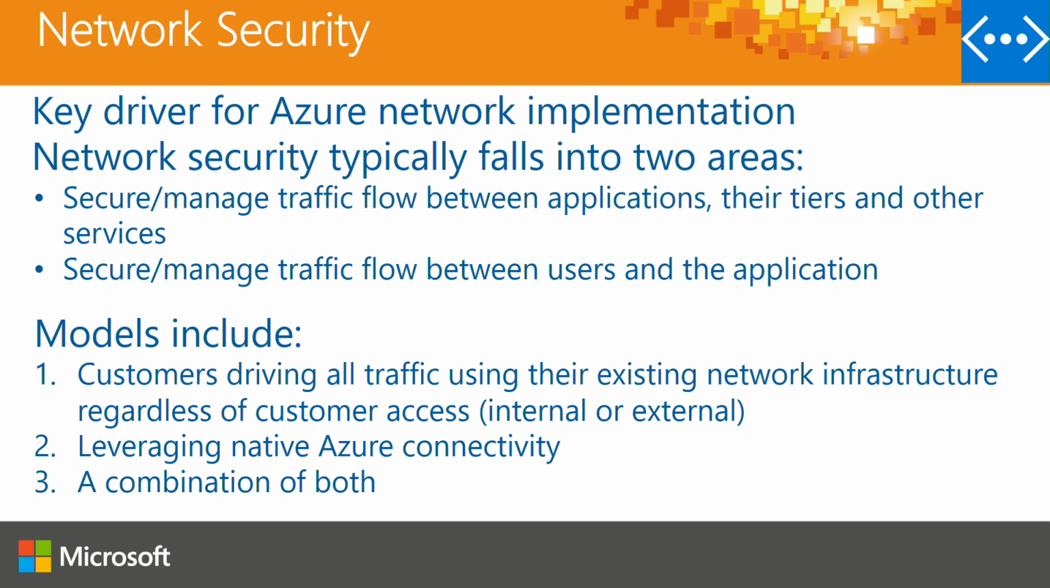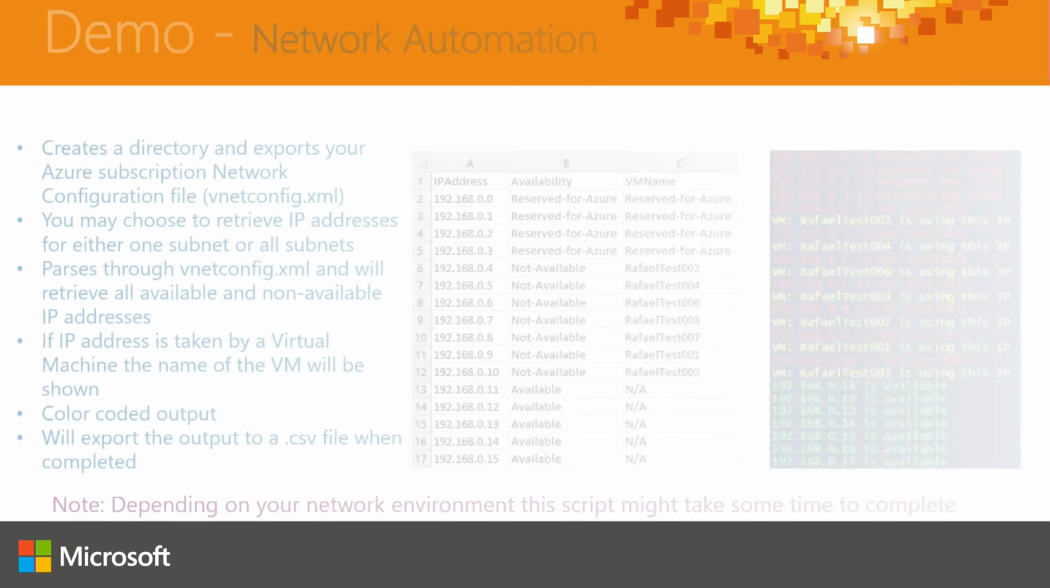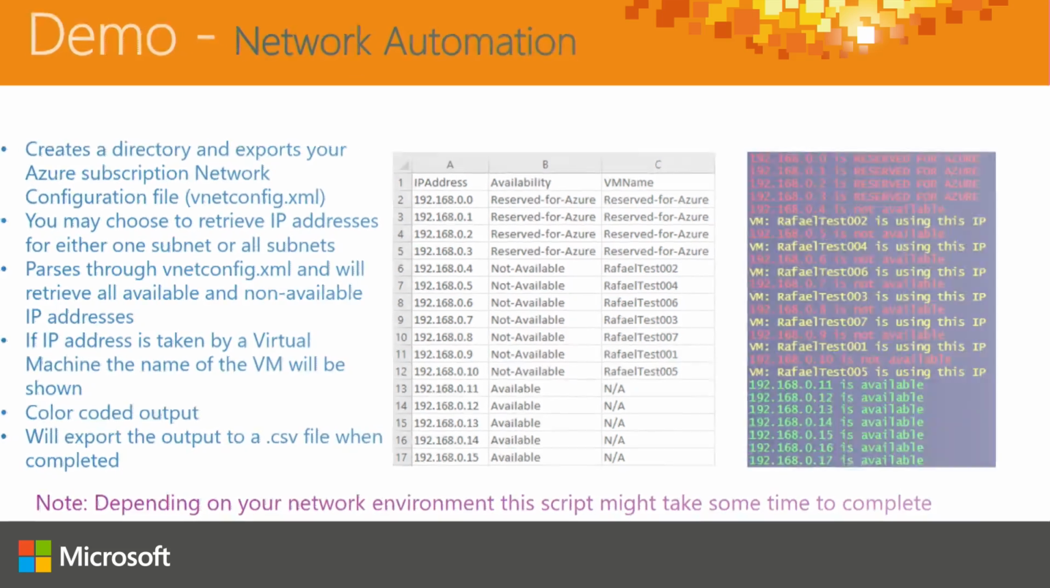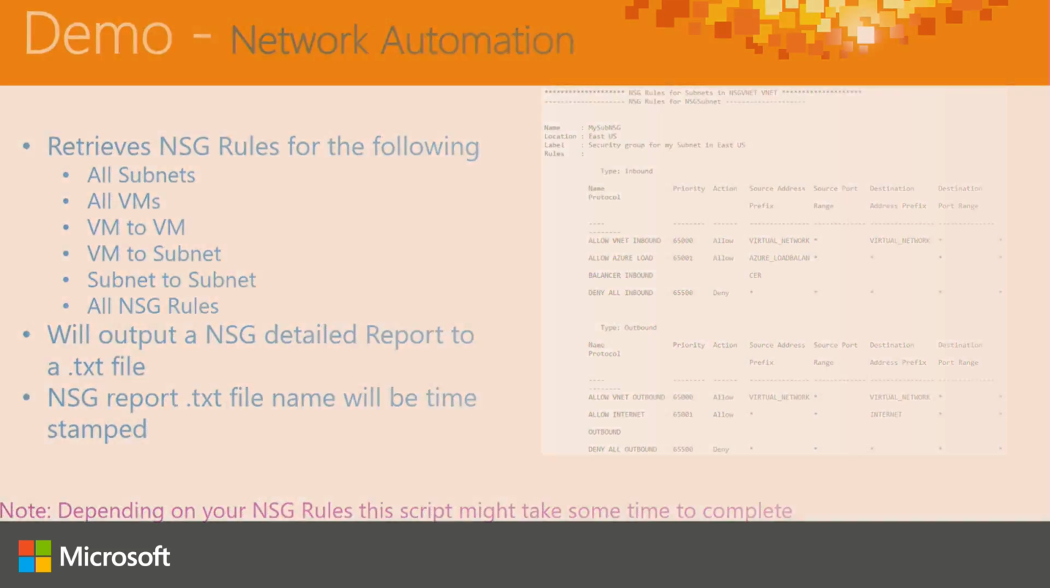Implementation of network security typically falls into two areas: managing traffic flow between users and application, and between the tiers. For example, your front end to back end, or user to application to the end user PC. So you need to think of both, and then proper security needs to be put in place. Network automation, let me cover that shortly together.